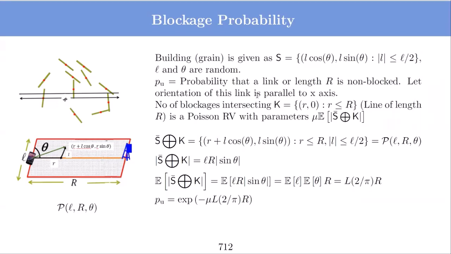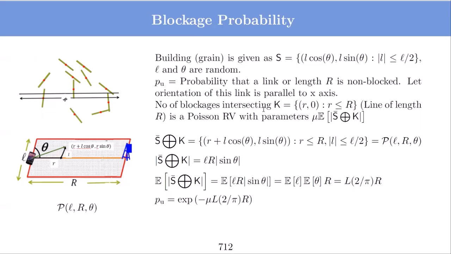If the orientations are not uniform, then the orientation of the link also affects the line-of-sight, non-line-of-sight probability. Let us assume here that the blockages have uniform orientation, which means theta is a uniform random variable between 0 and 2 pi. First we compute the number of blockages intersecting the link. The link is given by r, 0, where r is less than or equal to R. So the link length is capital R.